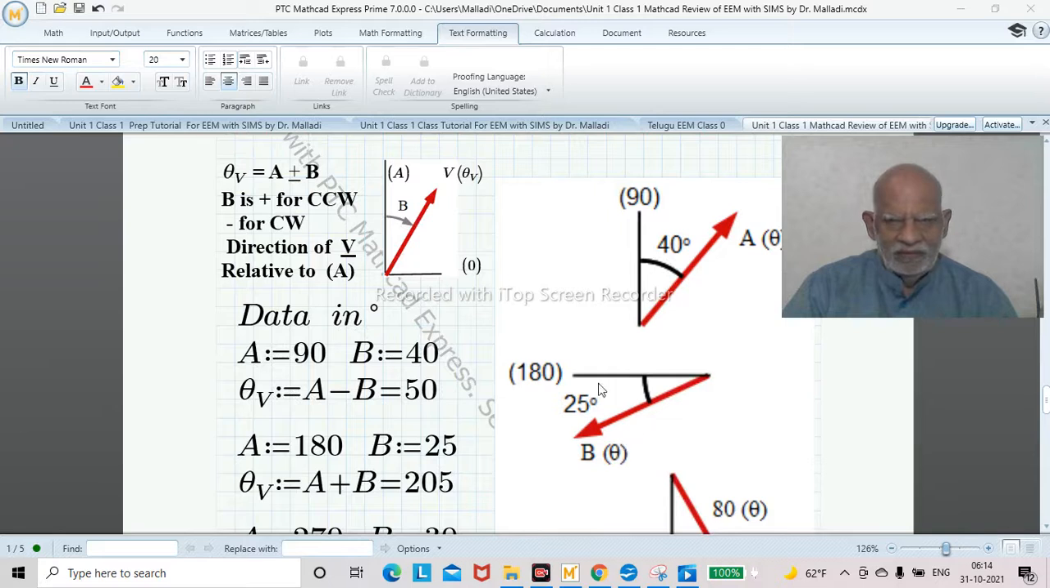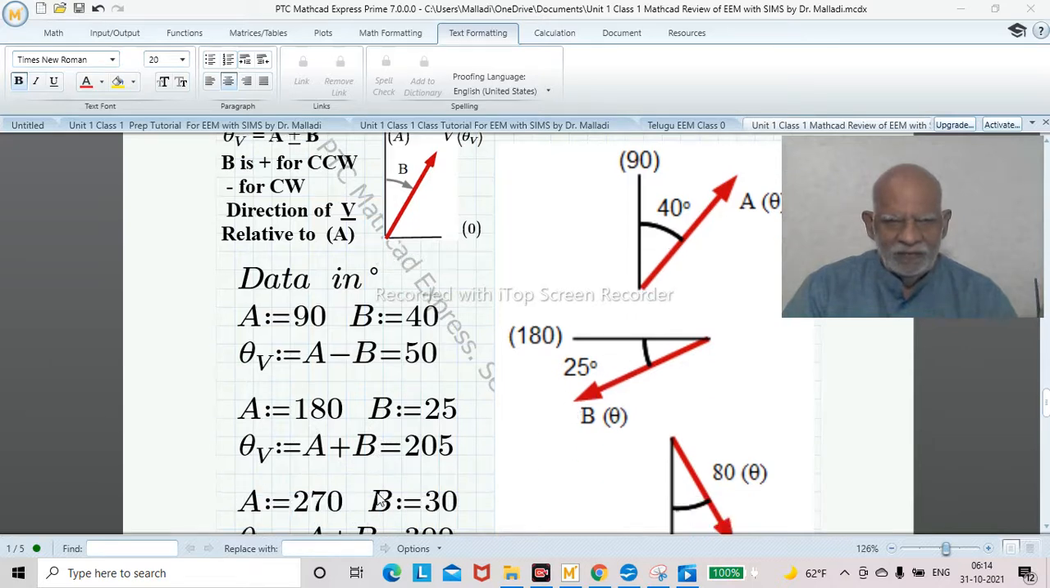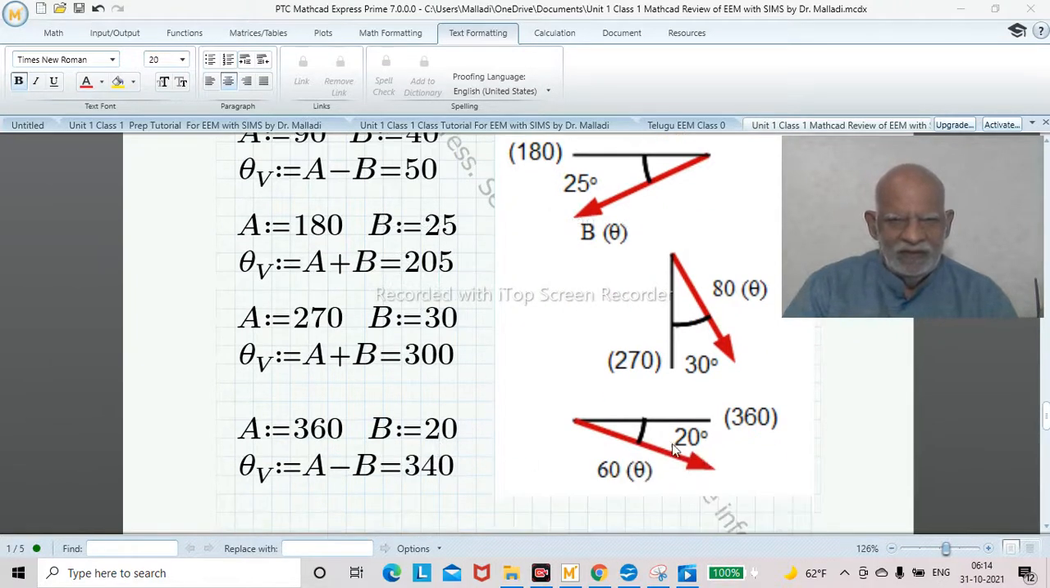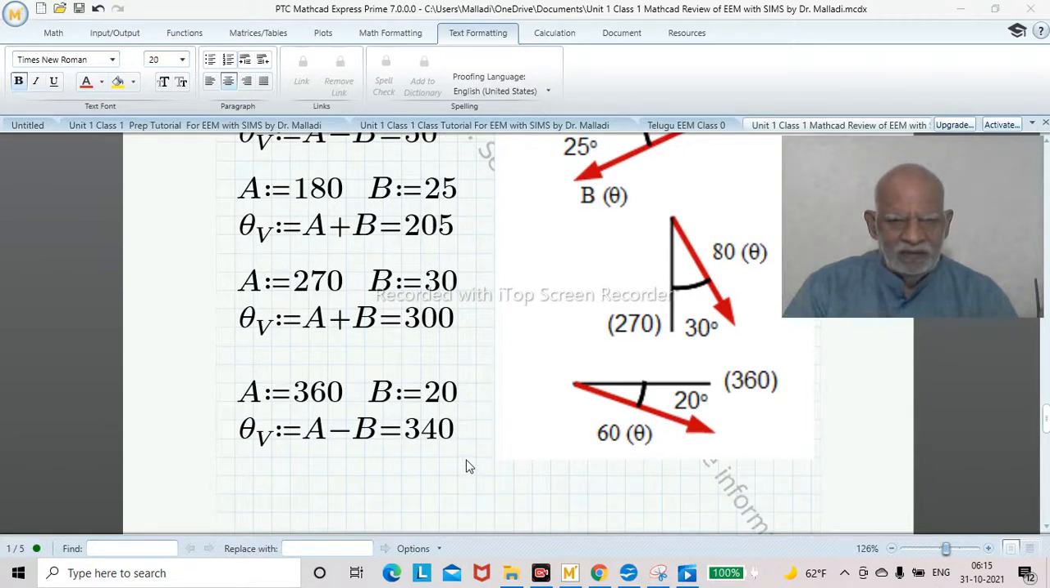Now here this one is with reference to 180. So A is 80, B is 25, and this is adding, therefore A plus B is 205, and this is 270. Again it is adding here, counterclockwise 300. Here it is given from 360, so if I put this as 0, A minus B will be minus 20, but it's always good to have a positive angle, to remove confusion.